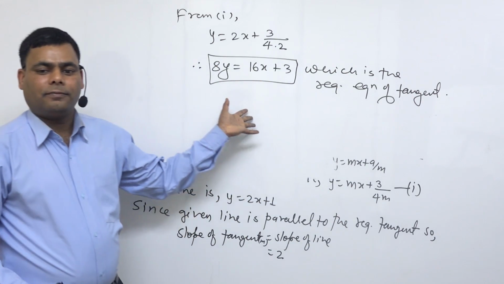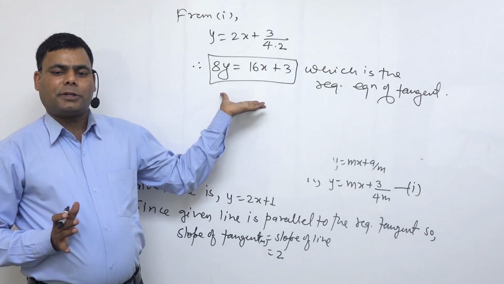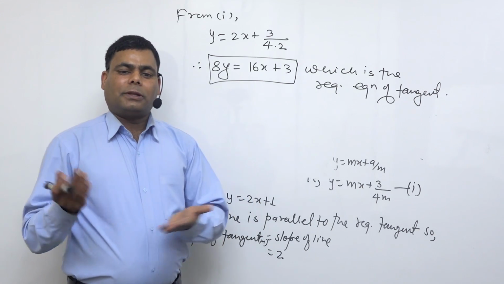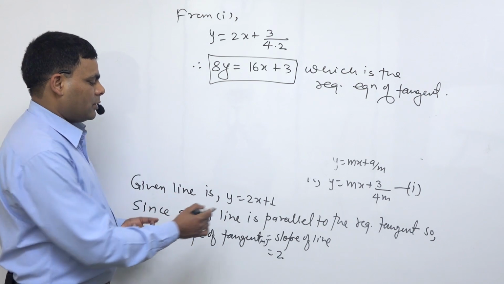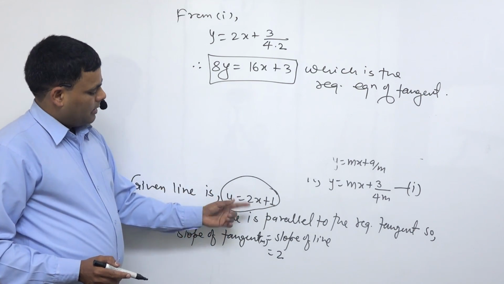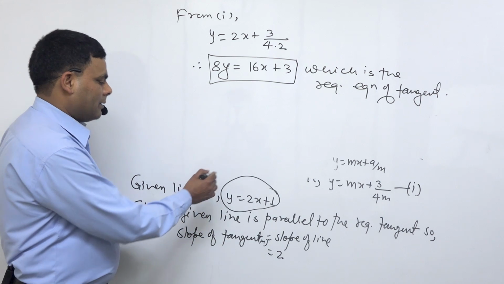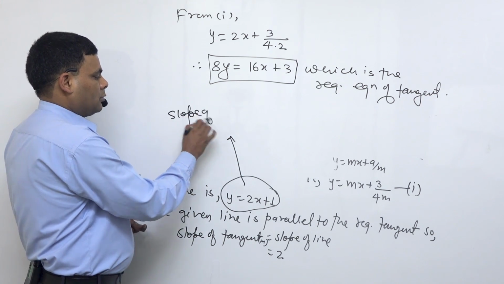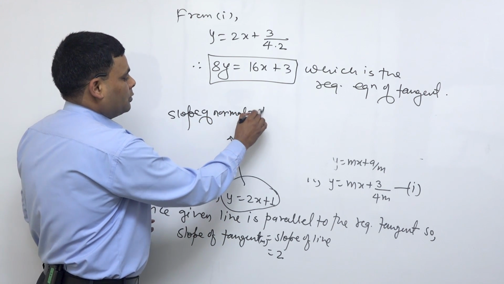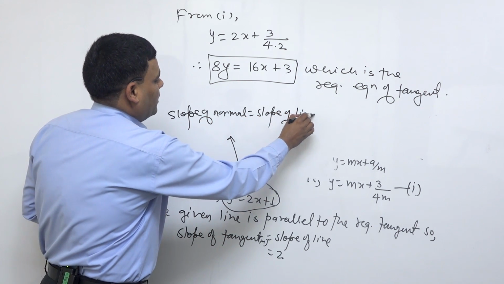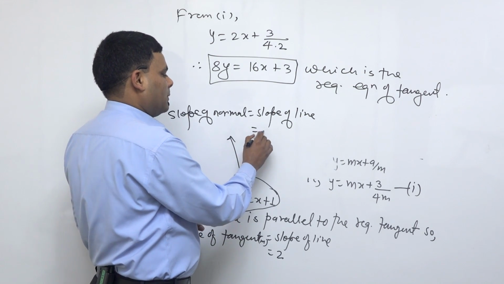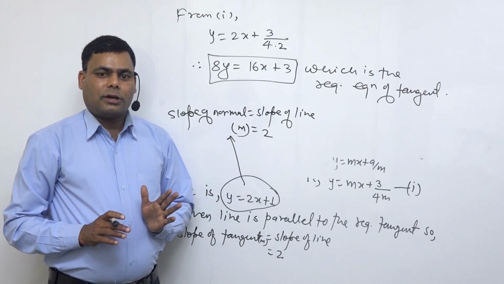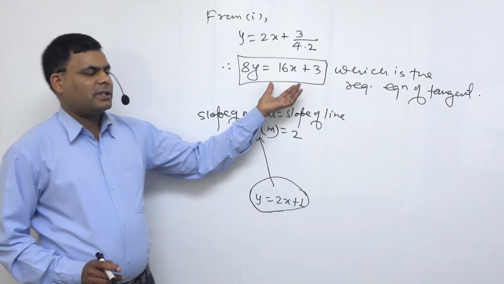Sometimes the same question may ask to find the equation of the normal. The normal is also parallel to the same line. Suppose the equation of the line is this; if we are asked to find the equation of a normal parallel to this line, in this case the slope of normal equals the slope of line. Suppose the slope of line m equals 2.